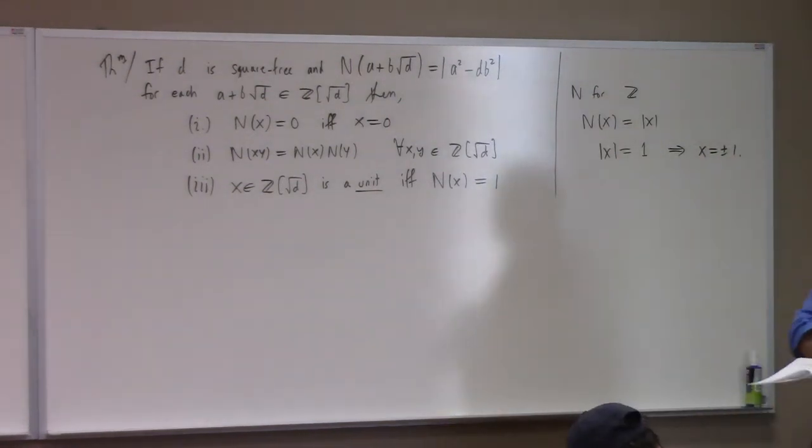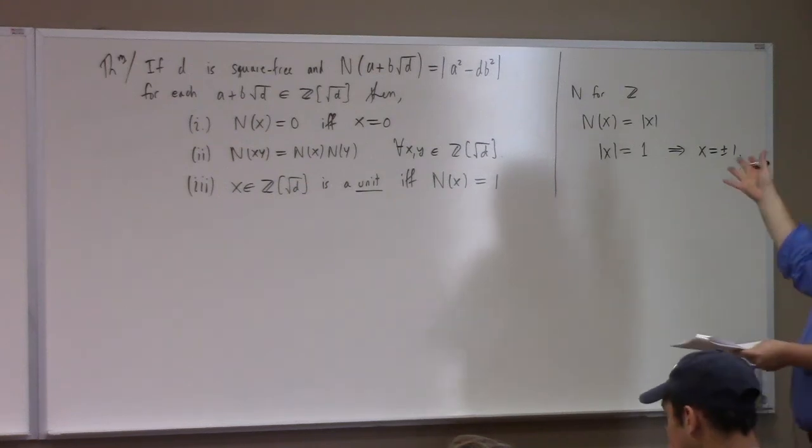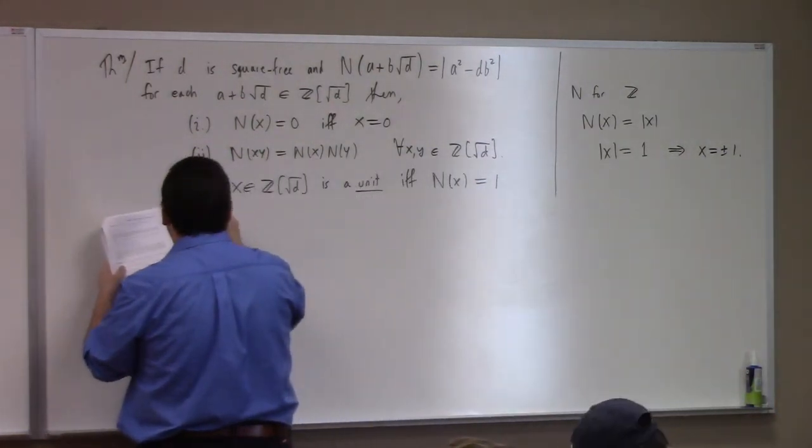That's not an accident. If you look at these four properties, they would also be satisfied by absolute value on the integers. So this, in some sense, is generalizing that notion of absolute value to these, what are called algebraic numbers.